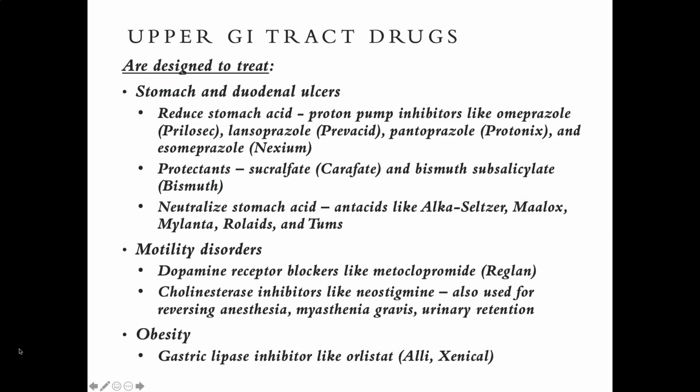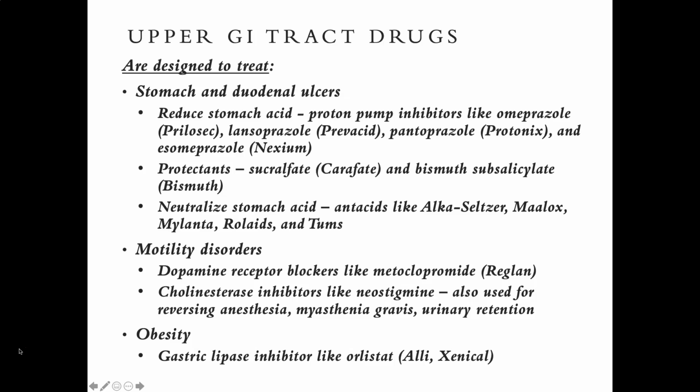So let's go back and talk about the upper GI tract and drugs. They are designed to treat stomach and duodenal ulcers. They fall into basically 3 categories: reduced stomach acid, protectants, and neutralized stomach acid. So let's talk about reducing stomach acid. This is your proton pump inhibitors like omeprazole, like Prilosec, Prevacid, Protonix, and Nexium. So what I really want you to know here is this: when it comes to stomach and duodenal ulcers, there are 3 types. One is to reduce stomach acid, one is to be a protectant, and the next one is to neutralize stomach acid.